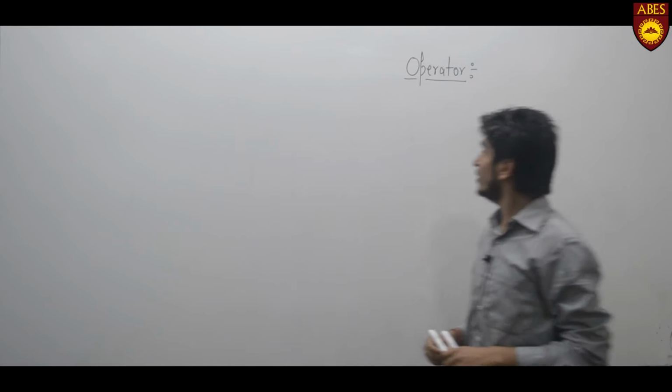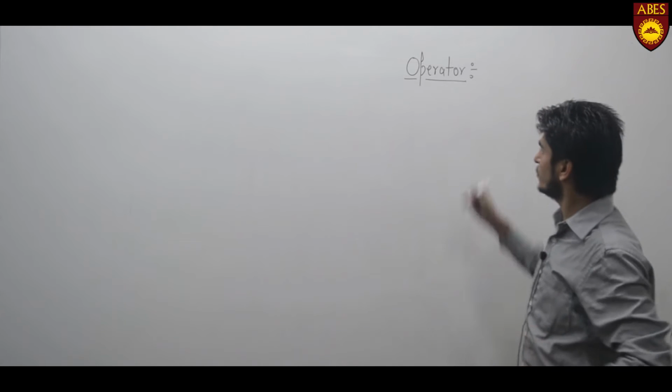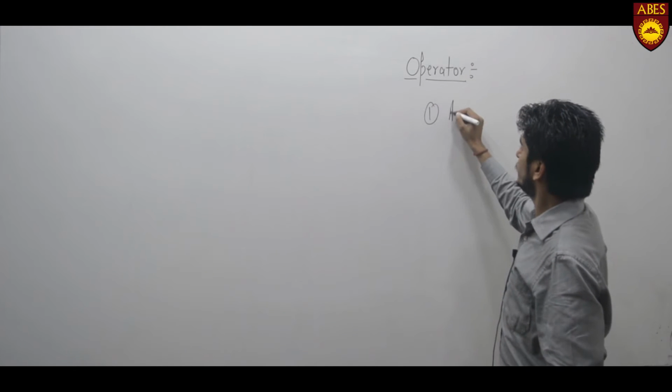Topic is operator. Why we use operator, what is operator, what are the types of operator. Basically operator is a symbol that performs some mathematical or logical operation in C and other languages. So what are the types of operator? There are various types of operator. First one is the arithmetic operator.